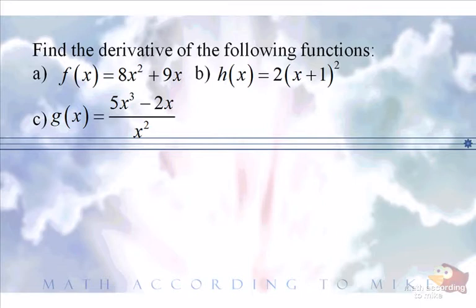Last rule for now, for this section, is your sum and difference rule. We have several here. We can do them all together. It doesn't really matter. So the first one is f of x is 8x squared plus 9x. Then we have 2 times the quantity x plus 1 squared. And then 5x cubed minus 2x all over x squared.